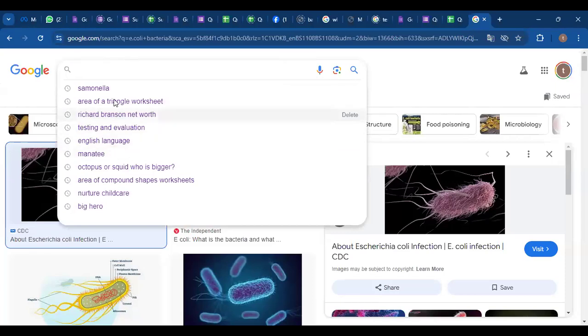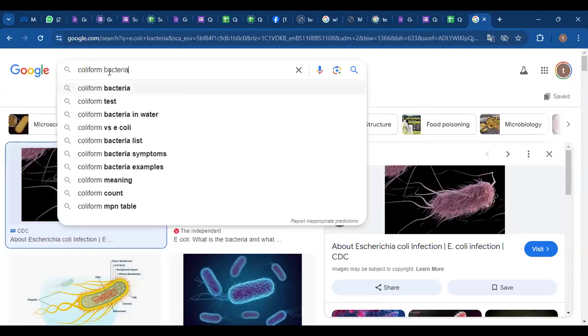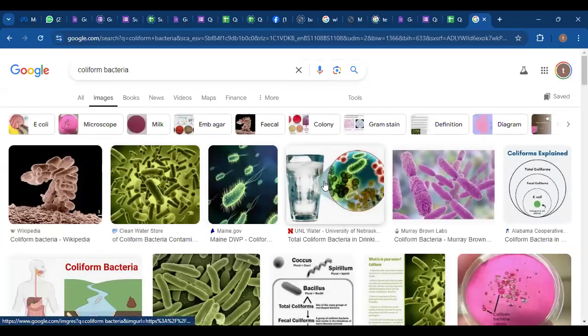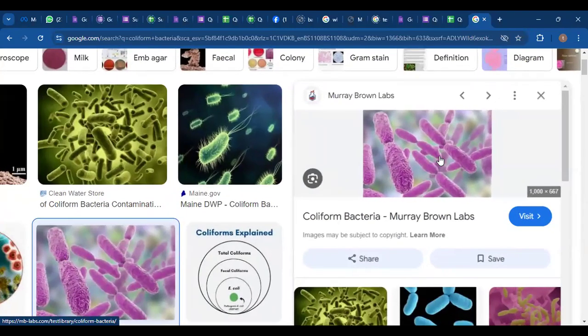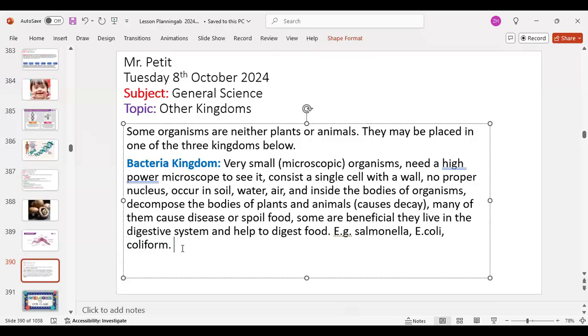Okay, and then we have what else? Coliform. And that's them. As you can see, they have the general shape. All of them basically look the same, because all of them are bacteria. Okay, so let's move off that. So that's one kingdom. It's neither a plant nor an animal. It's bacteria. The next one that we have is the Protist kingdom.